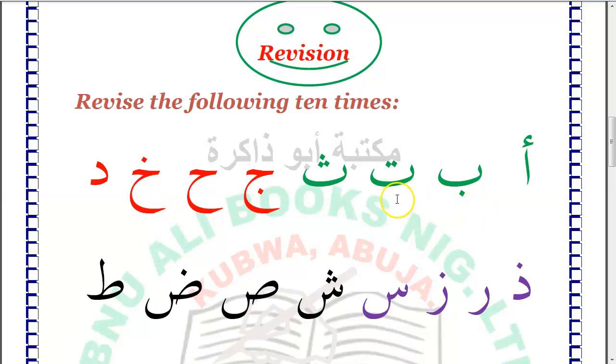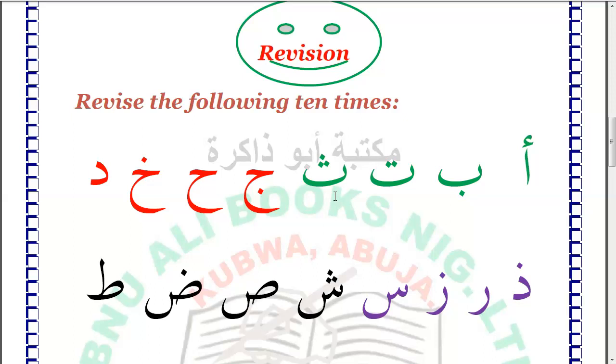Ba'un and Ta'un and Tha'un, they share the same shape. Ba'un has one dot written below it. Ta'un has two dots written on top of it. And Tha'un, remember the tone.